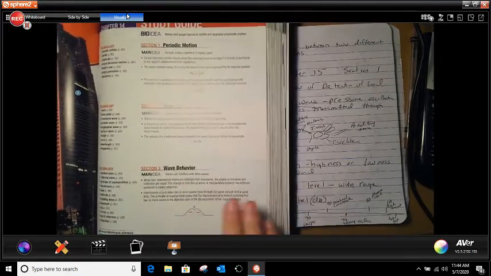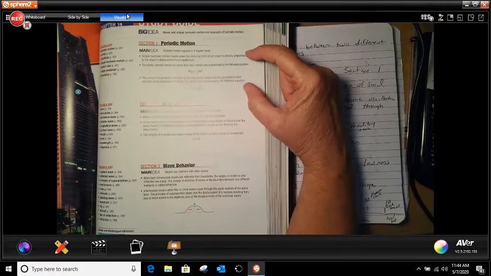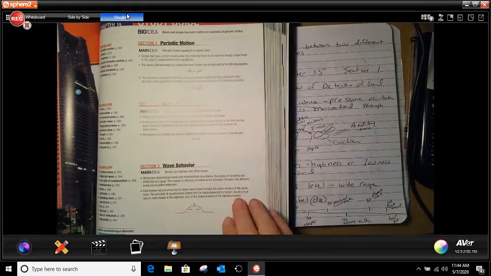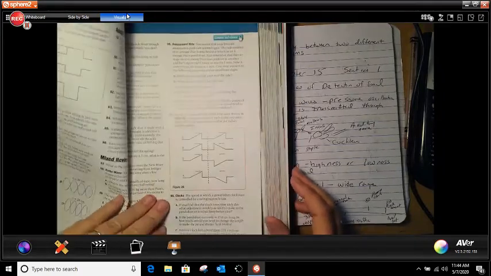If you look on page 401, they have some really good study guide sections that you might want to make sure that you have these bullet points on in your ISM book. And so now we are going to go to sound.